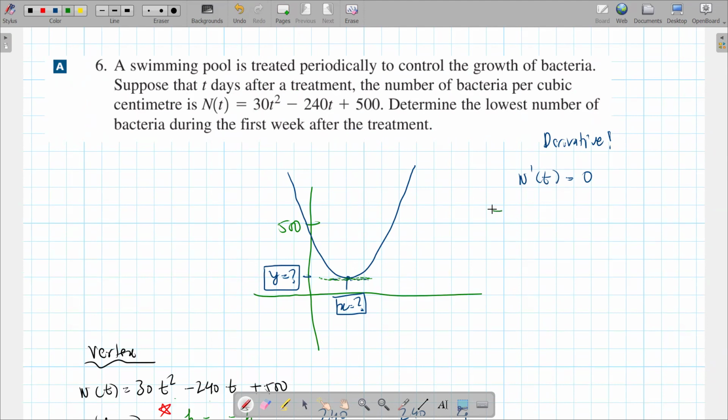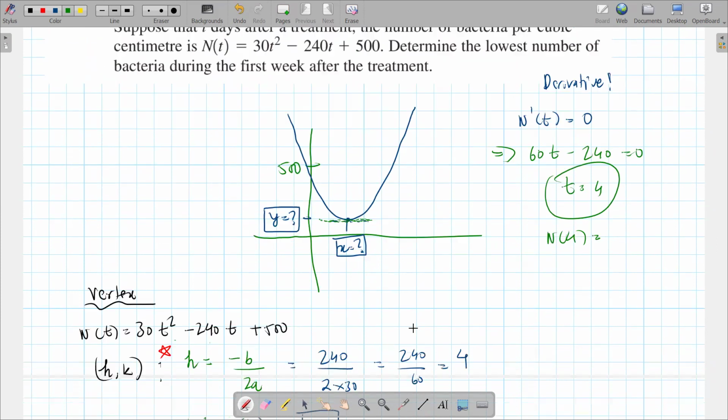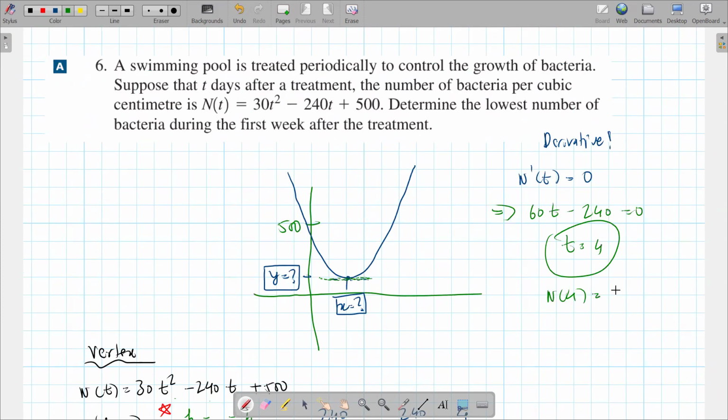What's the derivative of this function that we have? Minus 6t plus 24 equals 0. Solve this for t. You get 24 over 6, which is 4. Plug this back in there. The y value, N of 4, we already found it down here somewhere, 20. There we go. This is the easiest way.